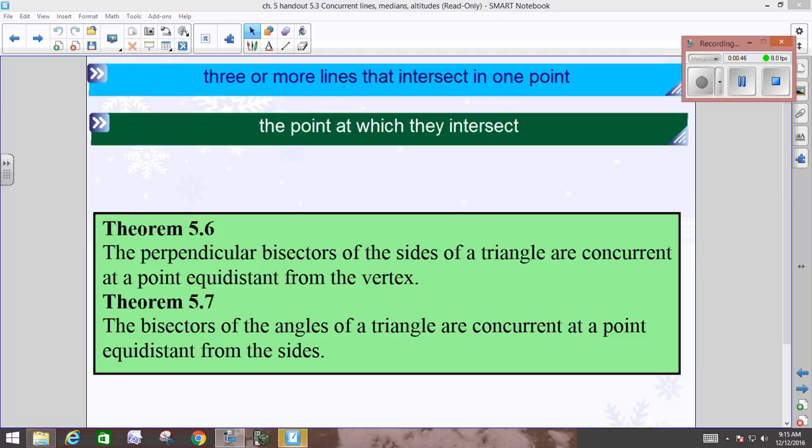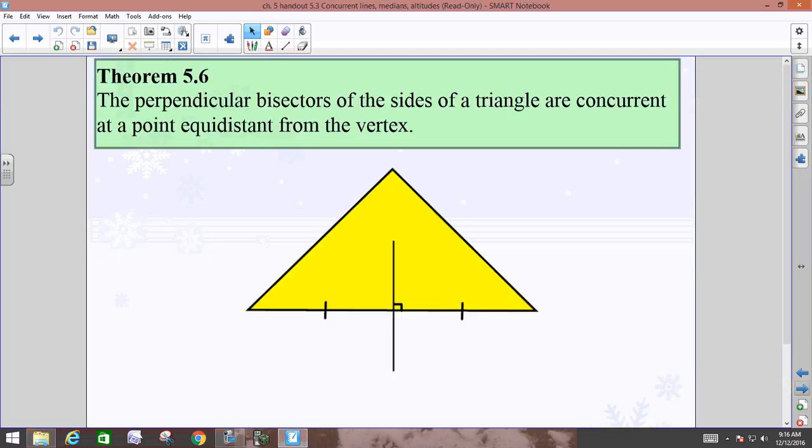We're going to have different types of concurrent lines and different types of points of concurrency, and we're going to give the points of concurrency specific names, but that's just where all the lines would intersect. We have 3 theorems today. They don't have any names. 5-6, the top one, states that the perpendicular bisectors of the sides of a triangle are concurrent at a point that is equidistant from each vertex.